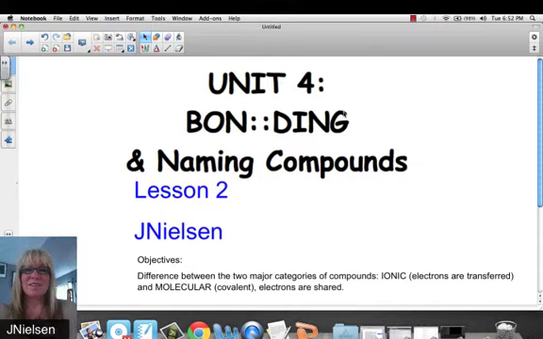I want to make sure that you know that molecular and covalent are synonymous when we're talking about these types of compounds. So if it says which of the following is a molecular compound, you're looking for something that's covalent, which means that it's made up of all nonmetals. So make sure that you can use those words interchangeably. Let's get started.